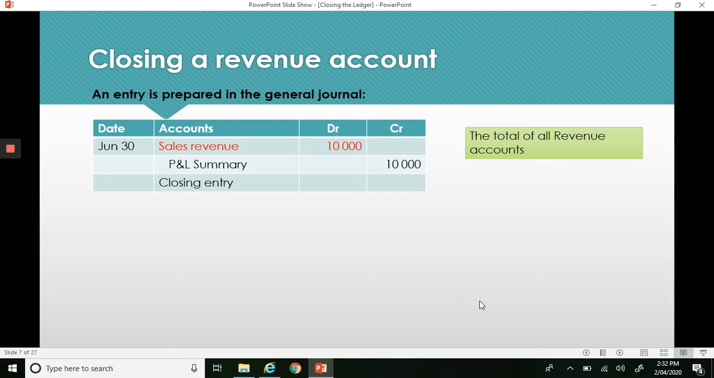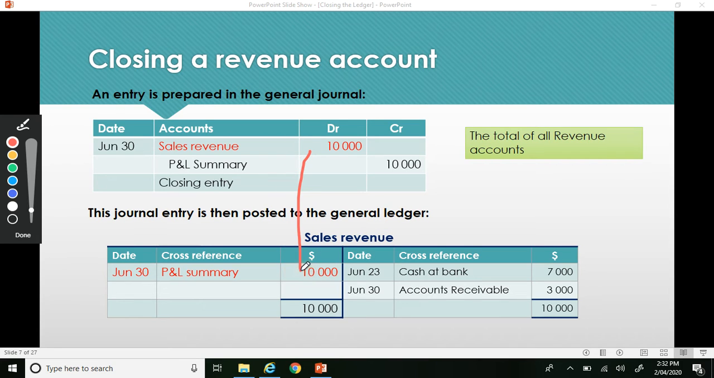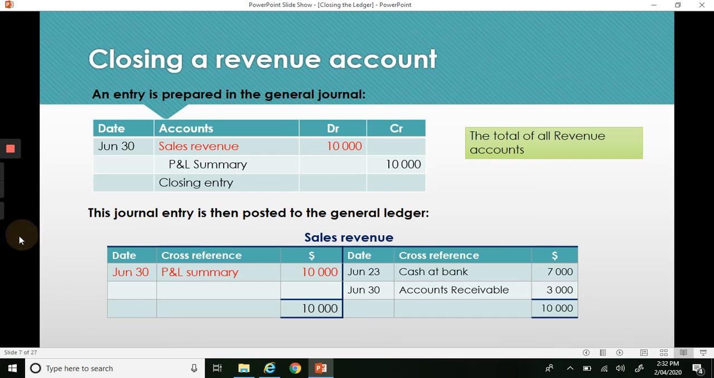So an entry is prepared in the general journal, so we will debit the sales revenue account and credit profit and loss summary. And then we post to the general ledger. So there's those sales recorded, and there is the debit to the ledger. Here it is here. So the total of all revenue accounts here is what goes to the profit and loss summary.